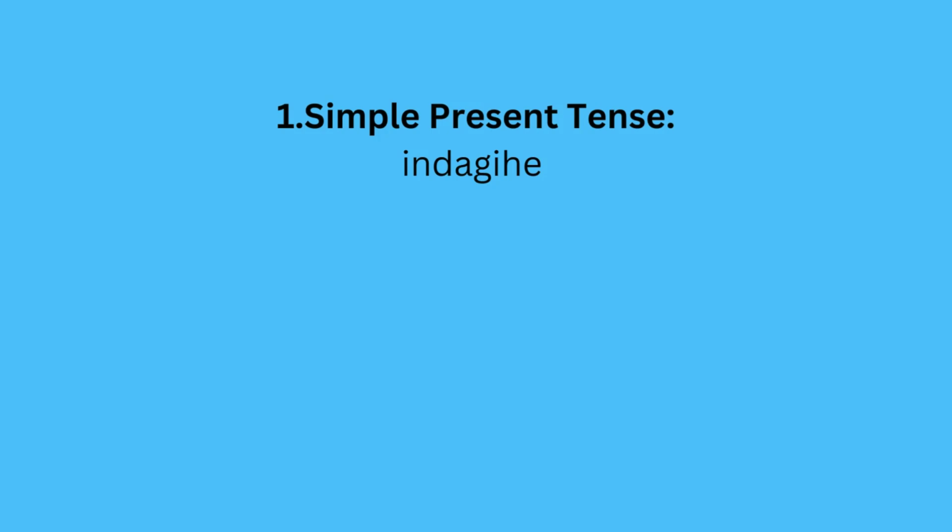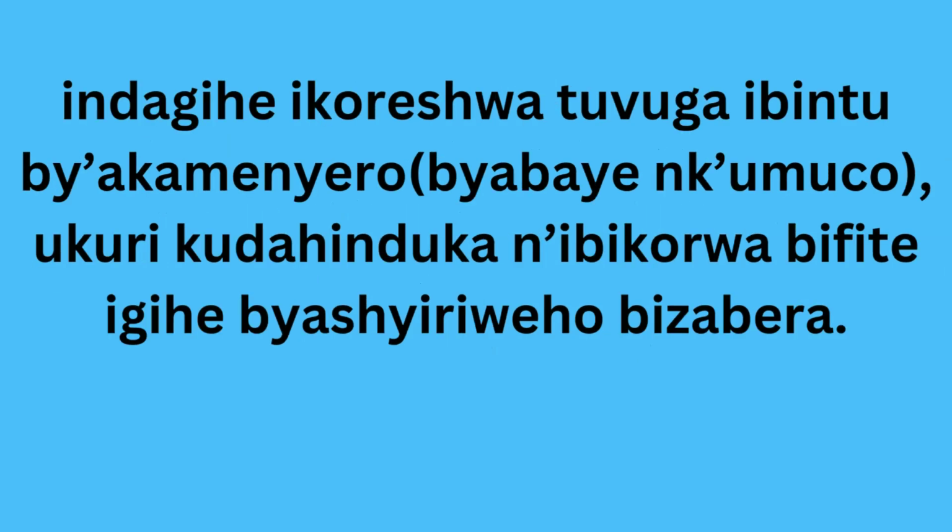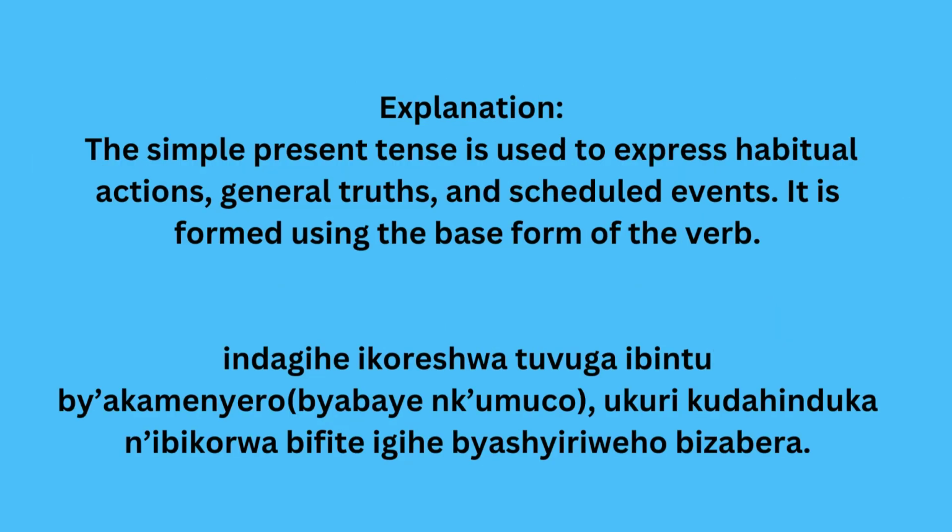Simple present tense is used to express habitual actions, general truths, and scheduled events. It is formed using the base form of the verb. Mu Kinyarwanda bishatse kuvuga ngo present simple tense cyangwa se indagihe ikoreshwa tuvuga habitual actions, ibintu bimeze nk'akamenyero cyangwa se ingeso cyangwa se byabaye umuco. Then general truth, ukuri gusanzwe cyangwa ibintu bisanzwe bihoraho bimeze gutyo, and scheduled event cyangwa ibintu byateguwe bishobora kuzaba mu gihe runaka. So it is formed using the base form of the verb.